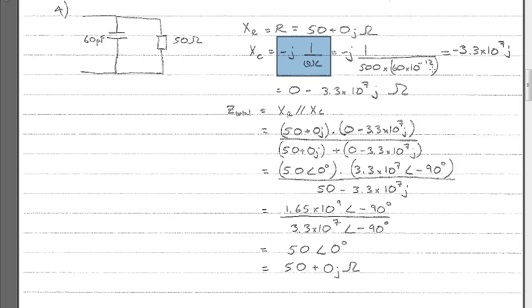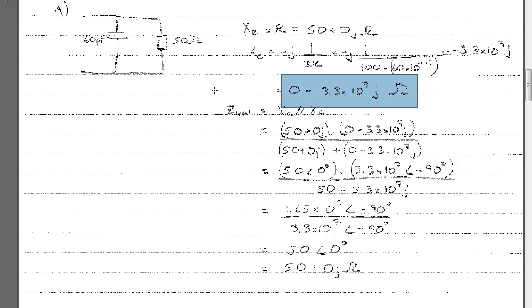Pico is an indice of times 10 to the minus 12. So that's what I've put in there, and it's minus j. So that gives us an answer of minus 3.3 times 10 to the 7 j. It's fine to express it in that form. It doesn't matter. It's easier to handle than writing out all those numbers. And to express that in its full rectangular form, we get a value of 0 minus 3.3 times 10 to the 7 j ohms. So that's step 1, work out the reactances.